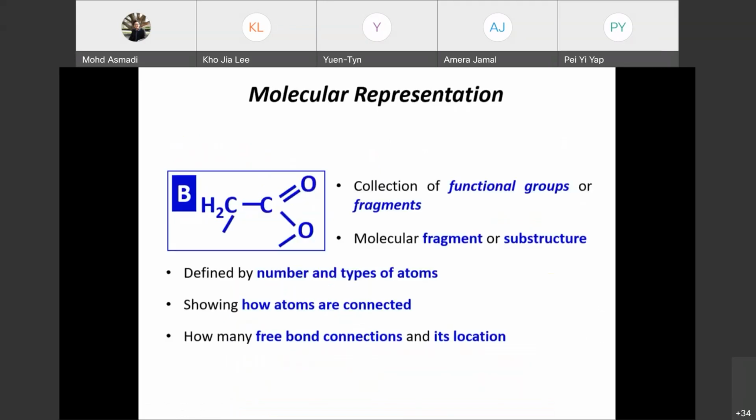Another molecular representation is the collection of functional groups or fragments. A functional group is a molecular fragment or substructure. Here we know the bonds, double bond and single bond. We can define it as the number and type of atoms, showing how atoms are connected, how many free bond connections there are, and the atoms on which the free connections are located. This is about the location. So this is the second type.